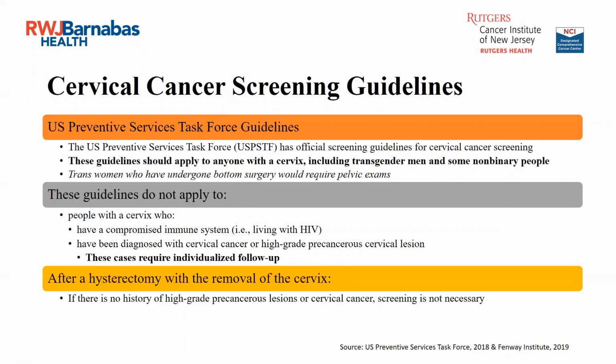Please keep in mind that these guidelines should apply to anyone who has a cervix, which includes cisgender women or people who were assigned female at birth and also identify as female. It might include some transgender men who were assigned female at birth and identify as male. Some transgender men might still have a cervix in some cases. And it can also include some non-binary people or people who don't identify as being either male or female, as some non-binary people may have been assigned female at birth and might still have a cervix.